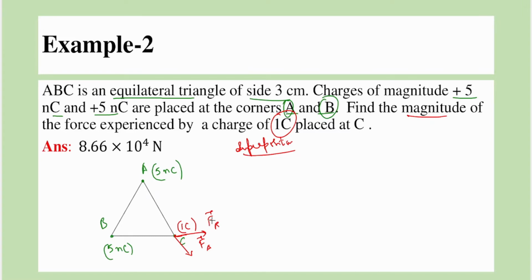Now add them by using vector addition. It is the same as the previous examples. To solve it, the answer should be equal to 8.66 into 10 power 4 Newton. Just practice this to get a feel of the numericals.